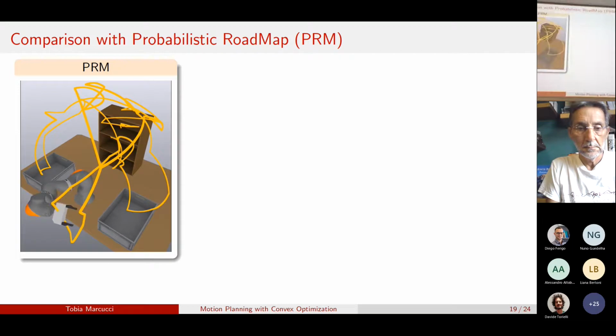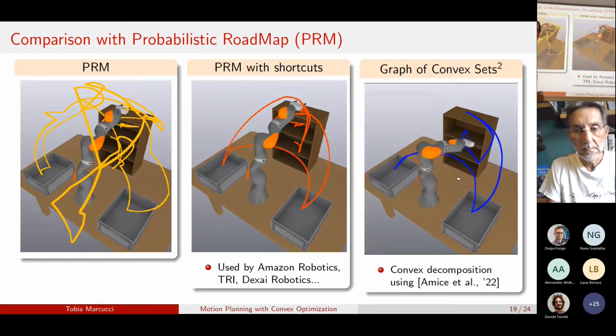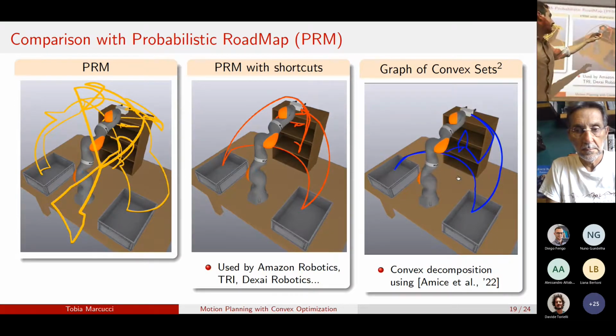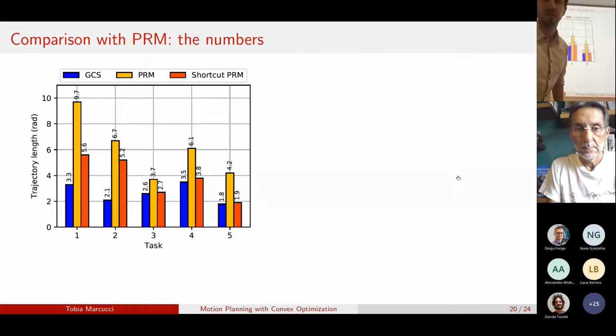This method is known to give very, very bad trajectories. In fact, you see that the robot is doing a lot of nonsense here. What people typically do, and companies like Amazon and Toyota use this, is post-process the trajectory from the PRM method with a randomized shortcutting algorithm. And this gives drastically better trajectories, but can easily get stuck in local minima. Our method, on the other hand, this should be our method, can solve this problem much more efficiently, in particular to the global optimum, guaranteed, and doesn't get stuck in local minima. This is the comparison in numbers.